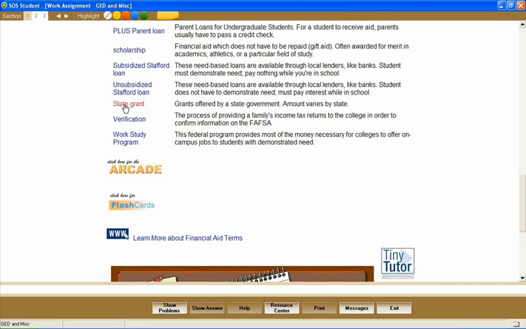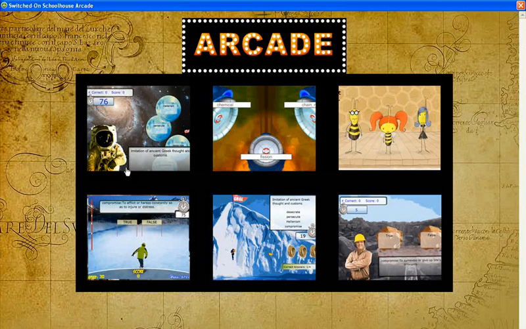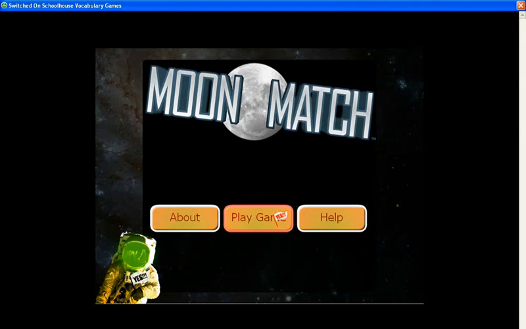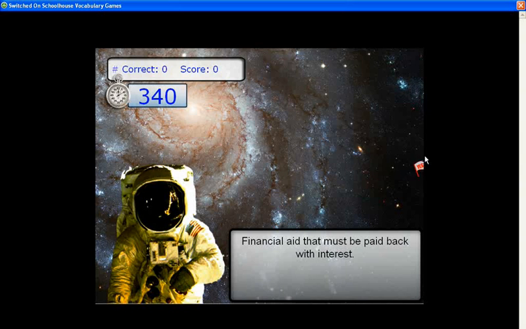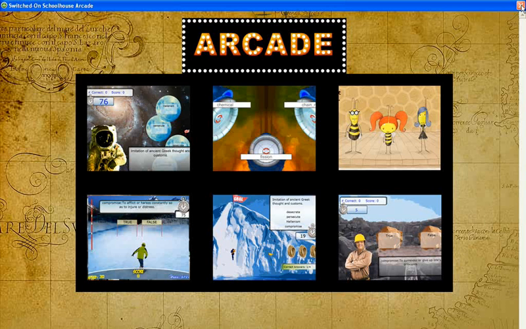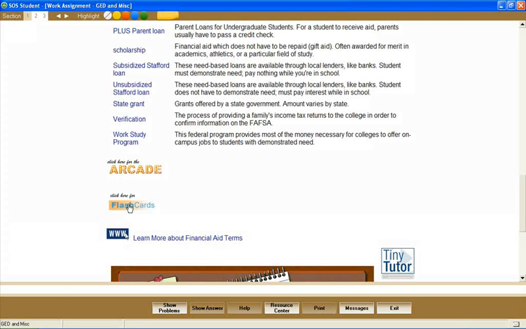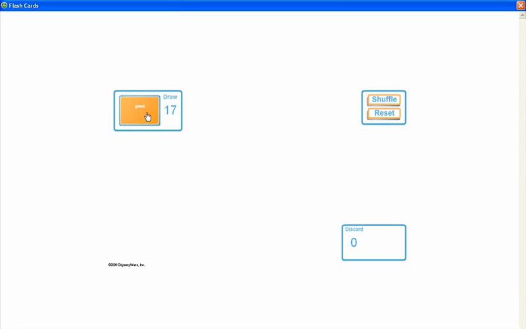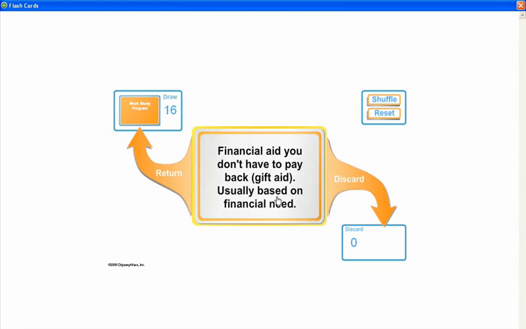Scholarship, state grant. A Vocabulary Games arcade provides additional practice designed to help students to learn the spelling and definitions for the vocabulary from the lesson. Let's take a look at one of the games. Flashcards provides a fun way for students to review the definitions for the vocabulary words. Here's a sample.